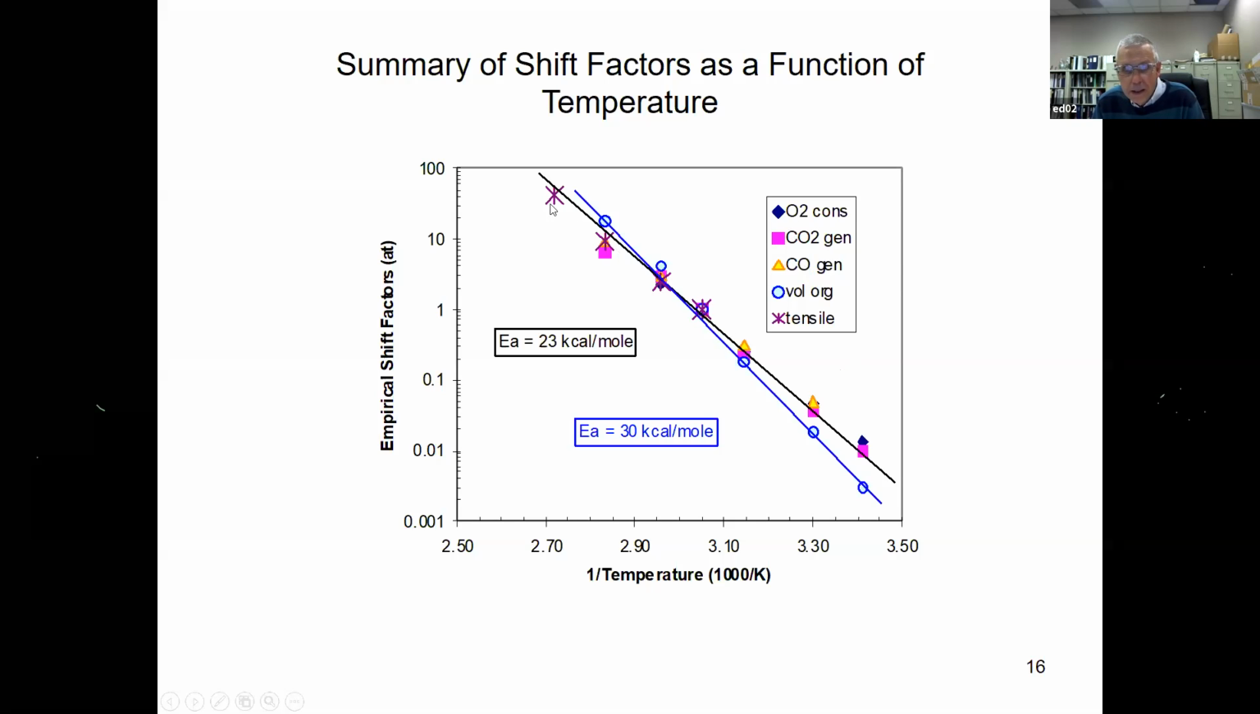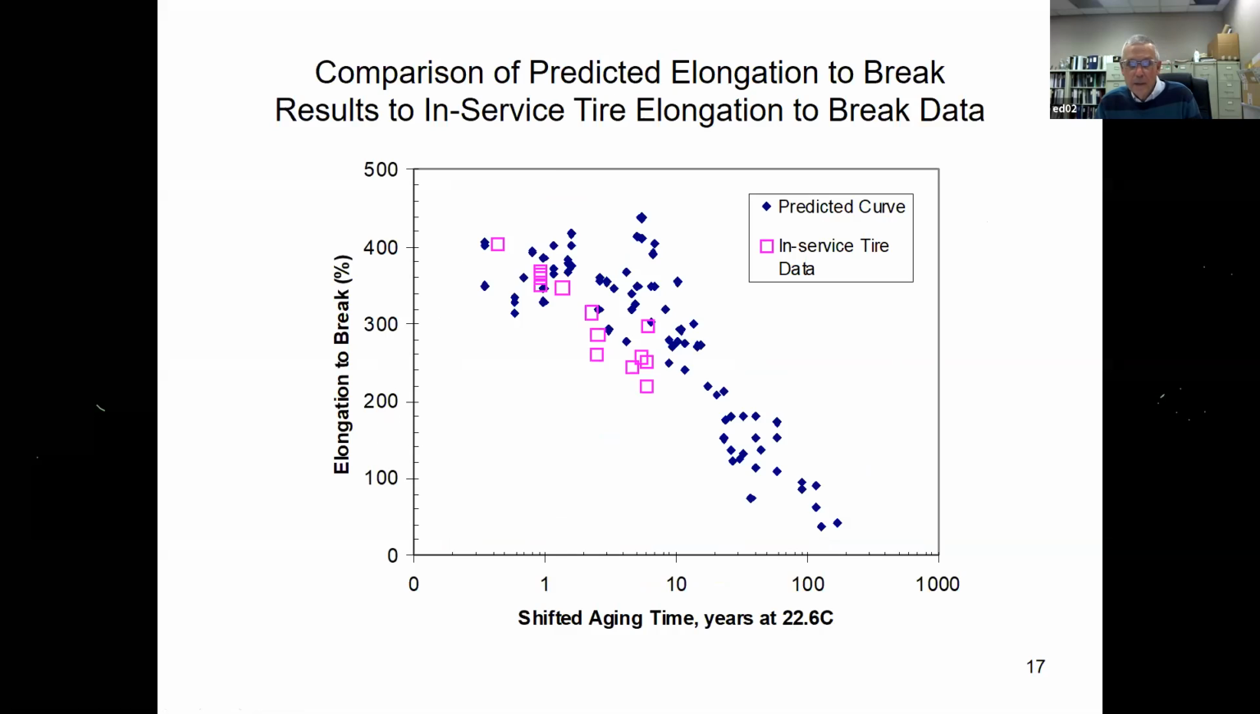And you can see if we only had the tensile data, we would not have confidence in our extrapolation down here to the temperature where we want to get. And oftentimes we see that there's non-Arrhenius or non-linear data down in this region. Although with this data that we have, I think the linear fit is the best. Okay, so now we can shift our data to 22.6 degrees C.